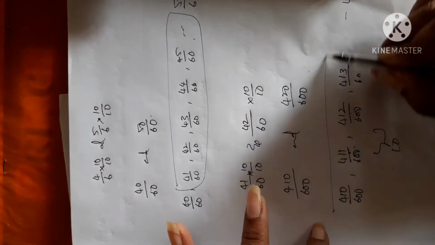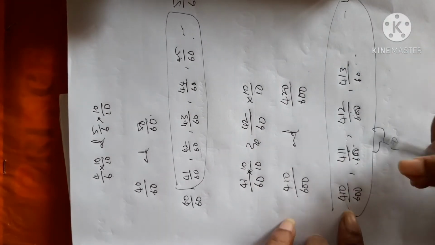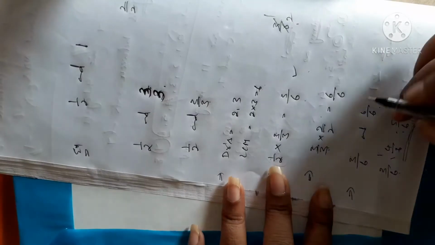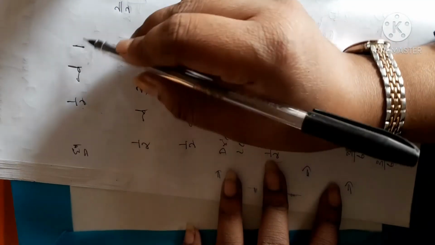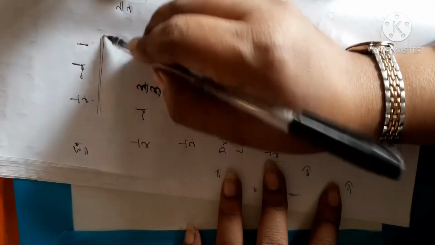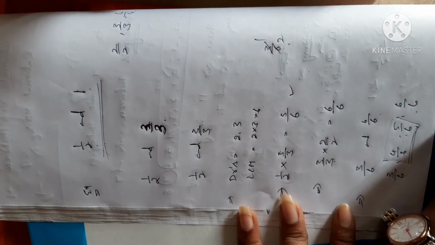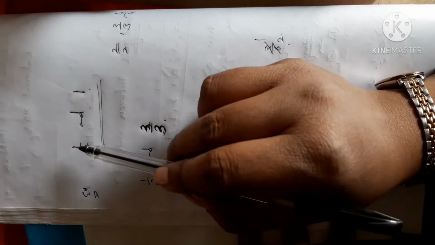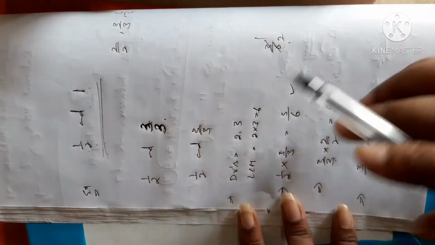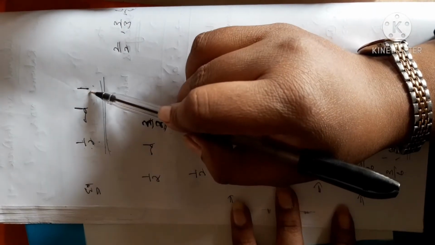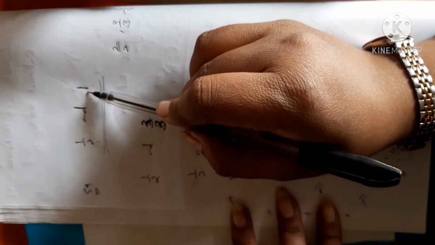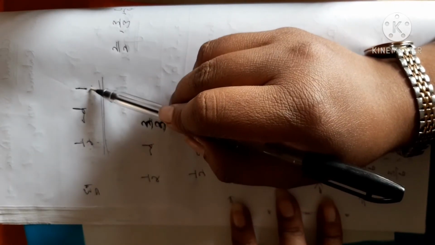So all these, whatever I have written, exist between 1 by 2 and 1, or not? Yes. Are you able to follow me or not? So 1 by 2 and 1. If you go on, you will find infinite rational numbers between given two rational numbers.